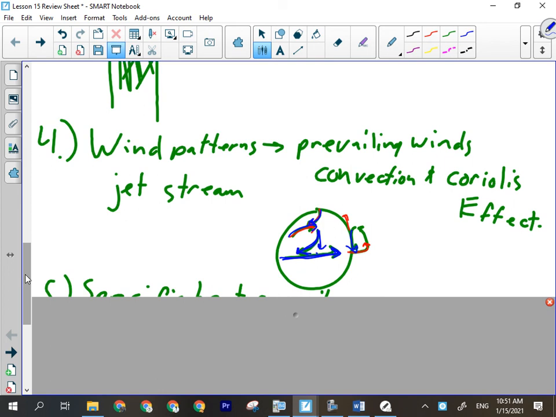Make sure you go over that. It's lesson 4, global wind patterns. It's going to be important for you to look at for that. Questions there?